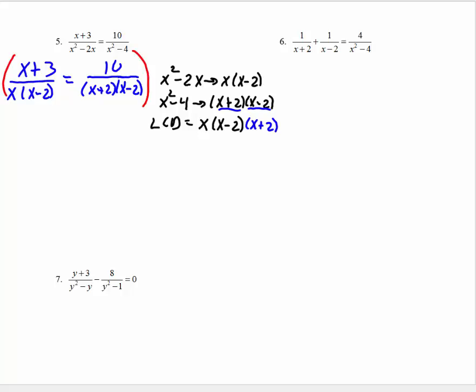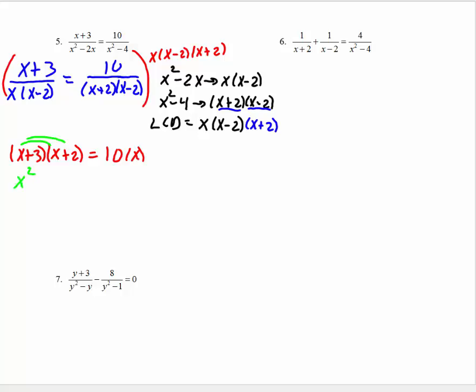So now I'm going to multiply both sides by the x, the x minus 2, and the x plus 2. So when I do so, I'm going to have the x plus 3. What's it going to get multiplied by? Well, it had the x and the x minus 2, so those would cancel. So it's going to have to get multiplied by the x plus 2. On the other side, the 10 had the x plus 2 and the x minus 2, so those would cancel, but it'd have to be multiplied by the x. Hopefully that makes sense.